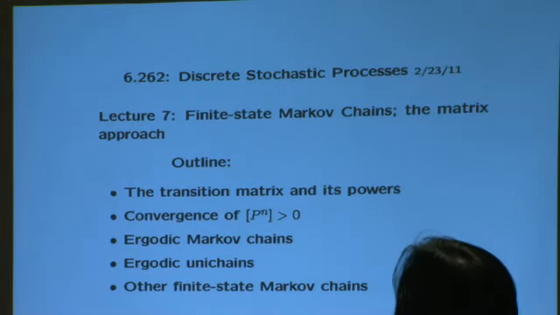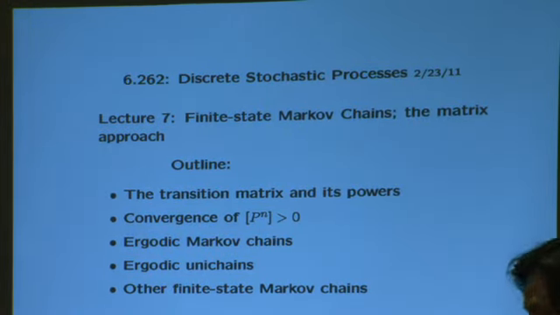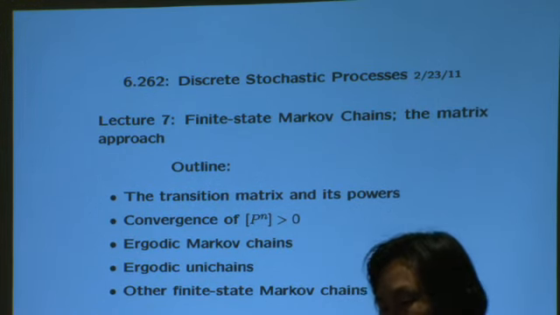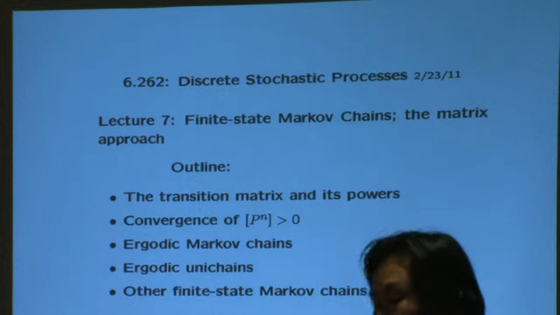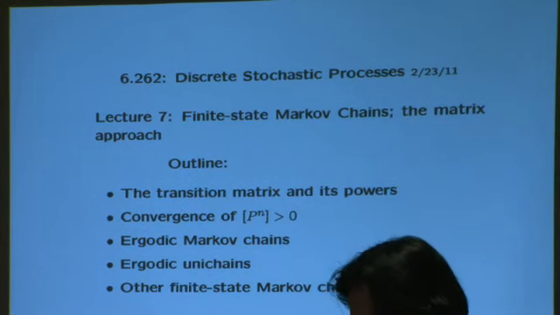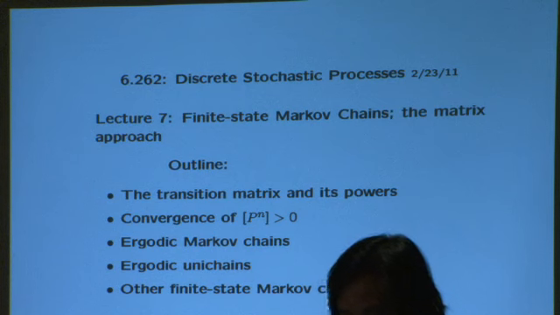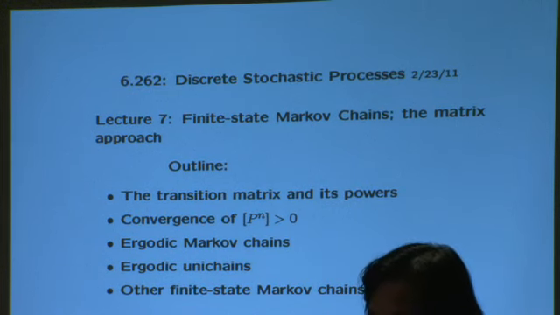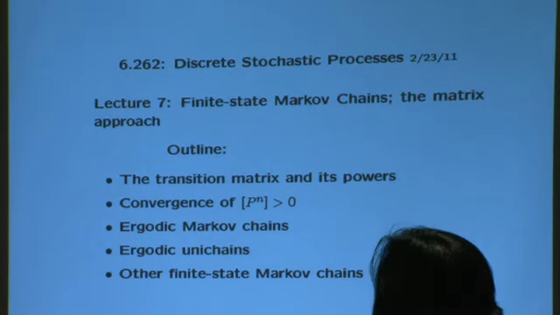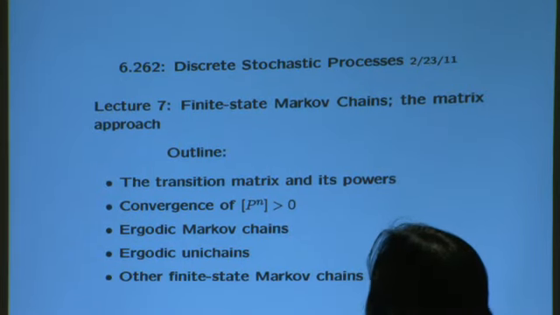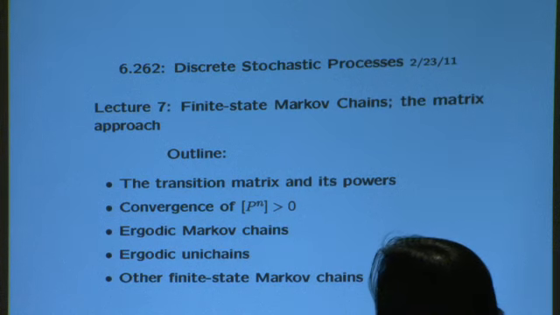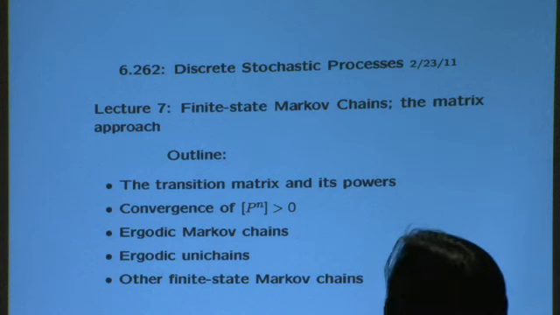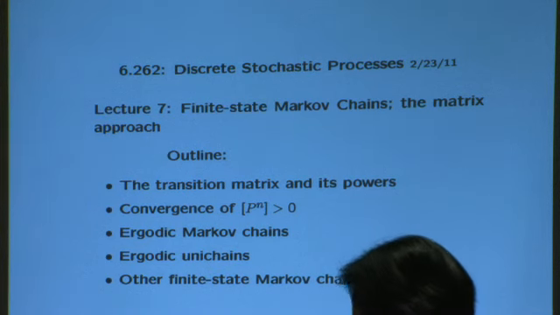Okay, so today's lecture is going to be on finite-state Markov chains, and we're going to use the matrix approach. In last lecture, we saw that we could represent a Markov chain as a directed graph or as a matrix. So the outline is that we will look at this transition matrix and its powers, and then we want to know whether this P of n is going to converge for very, very large n. Then we will extend this to our ergodic Markov chains, ergodic unit chains, and other finite state Markov chains.